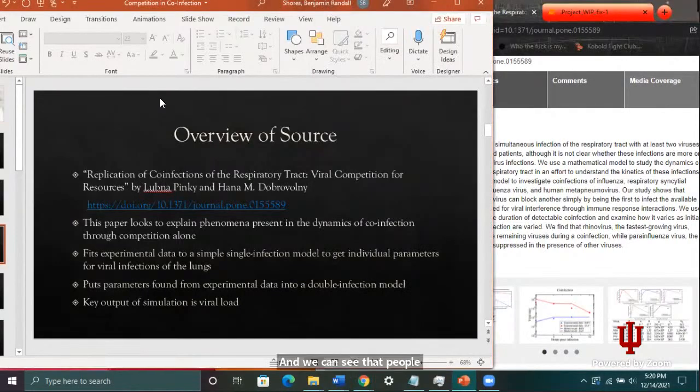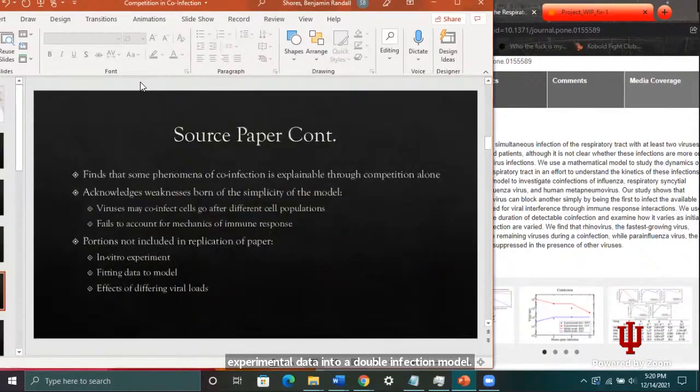It looks to explain the phenomenon present in the dynamics of co-infection through competition alone. It fits experimental data to a simple co-infection model to get individual parameters for viral infections of the lungs. And it puts those parameters found from the experimental data into a double infection model. The key output of this model is the viral load. It finds that some phenomena of co-infection are explainable through competition alone, that there are other aspects of co-infection that do not need to be included to explain some of the phenomena that you see in instances of co-infection.